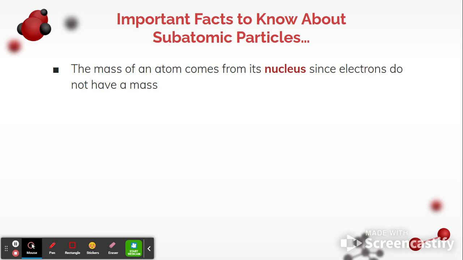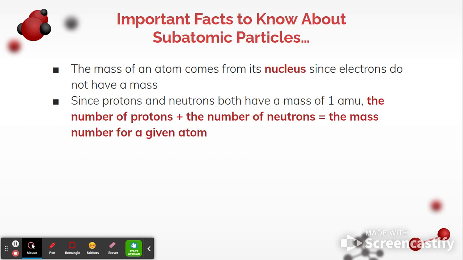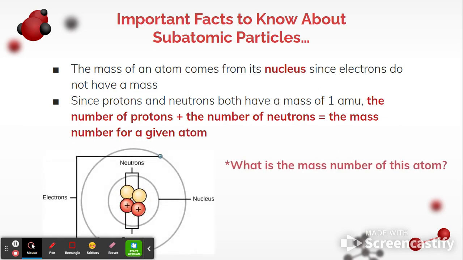The mass of an atom comes from its nucleus. Since electrons do not have a mass, the mass number of an atom can be mathematically set equivalent to the sum of the number of protons and neutrons in that atom. In this illustration, we can see that this atom has 2 protons and 2 neutrons. Thus, we can conclude the mass number of this atom is 4, since the sum of the number of protons and neutrons, in this case 2 plus 2, is 4.